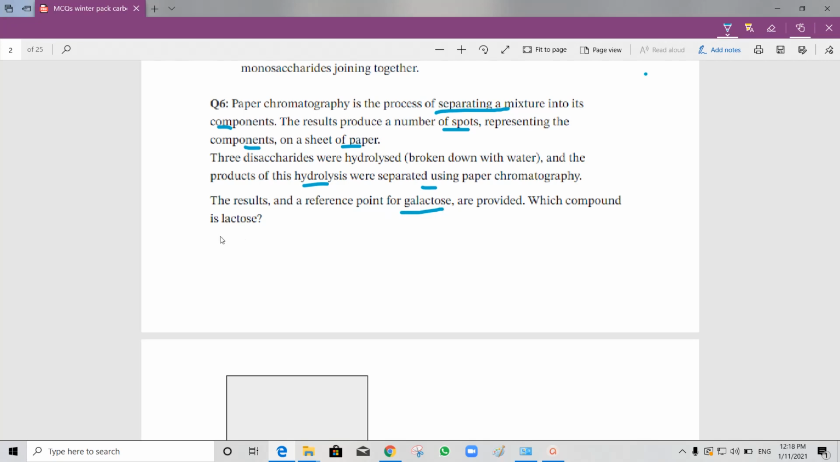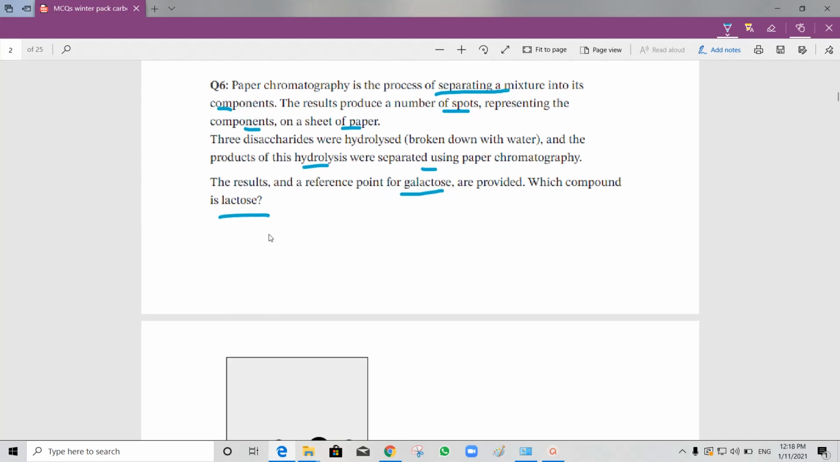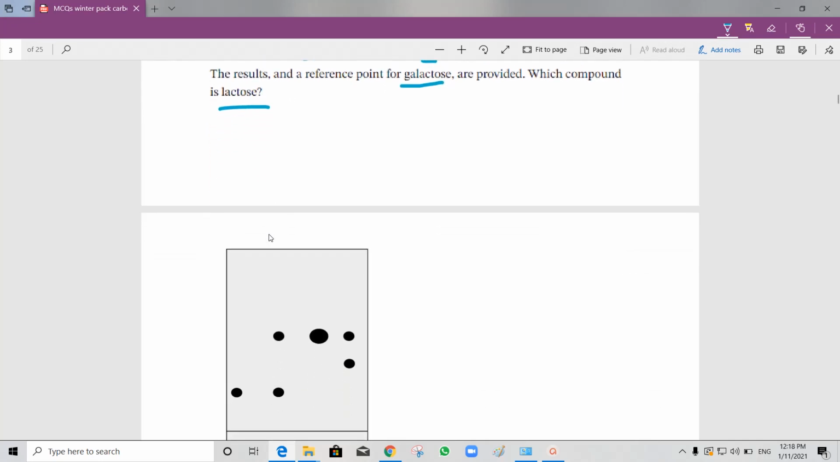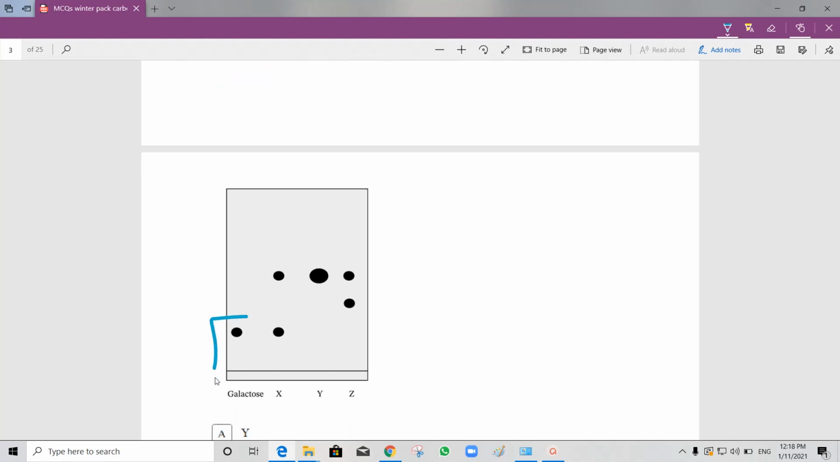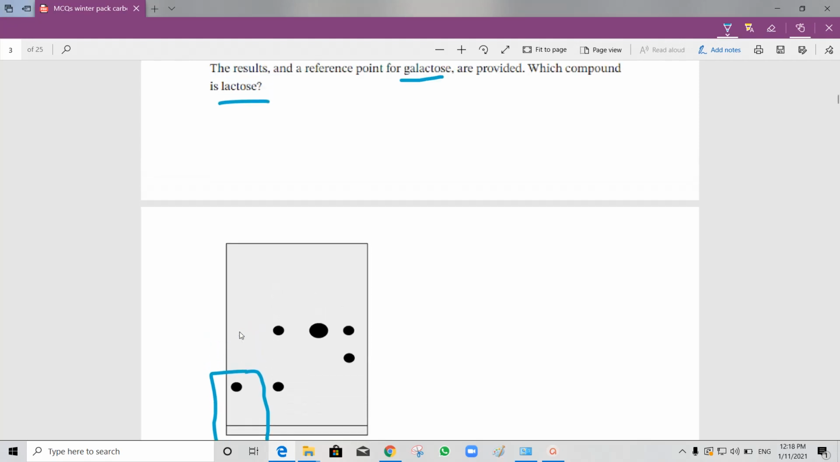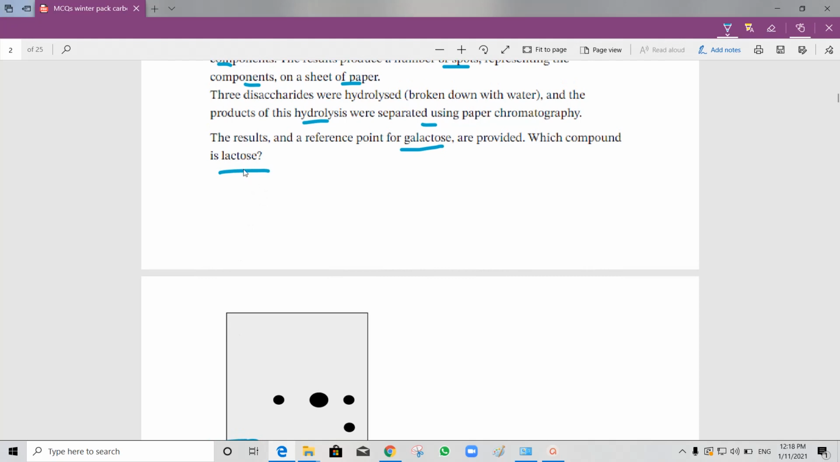So here we will see the paper of chromatography. We have first to read the reference point. This is the reference point, this part. This part means that when you see this spot, this will be galactose. The question is asking about the components of lactose. Lactose is made of what? Lactose is made of galactose and glucose. So I have to find a spot for galactose and a spot for glucose.